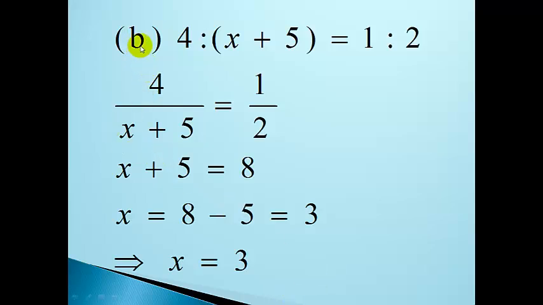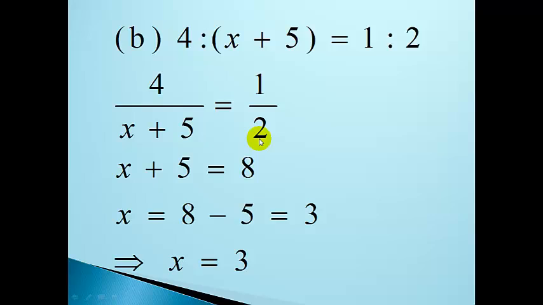Now, we consider the solution to the question in B. From the question, we were given 4 is to (x plus 5) is equal to 1 is to 2. On the left hand side, 4 is to x plus 5 can be simplified as 4 divided by x plus 5, as was seen from the beginning. This is equal to, on the right hand side, 1 is to 2, which is also 1 over 2.